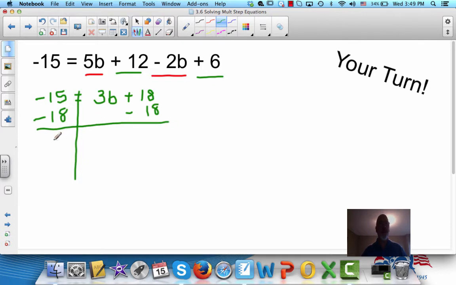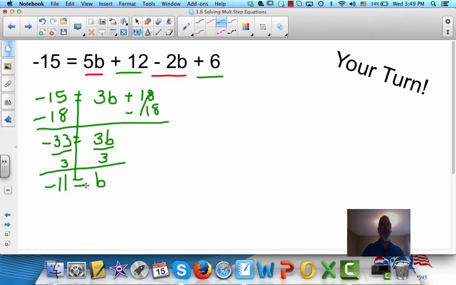Draw the line for the new step. You've got same signs, so that means you're going to add and keep. So that gives you 33. Keep the sign. Equals, these cancel each other out, and you're left with 3b. Now how do I get rid of the 3? I divide by 3 on both sides. I'm sure you did that. Then negative 33 divided by 3 gives us negative 11 equals b. Okay, did you get that? Congratulations. Alright, let's move on.